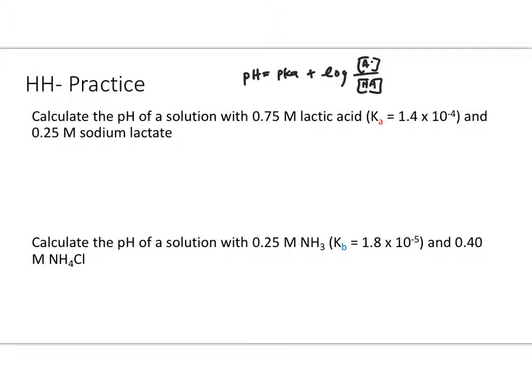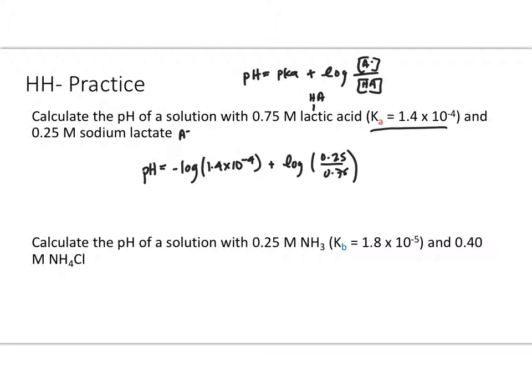In this case, we've been told that we want to know the pH of a solution with a 0.7 molar concentration of lactic acid and 0.25 molar concentration of sodium lactate. Sodium lactate, the lactate ion, is going to be our conjugate base, and the lactic acid is going to be our weak acid. They've also given us Ka, so we plug all of this into the Henderson-Hasselbalch. We have the concentration of our conjugate base and the concentration of our acid. We plug these into our calculator, and we get 3.38 as our pH.